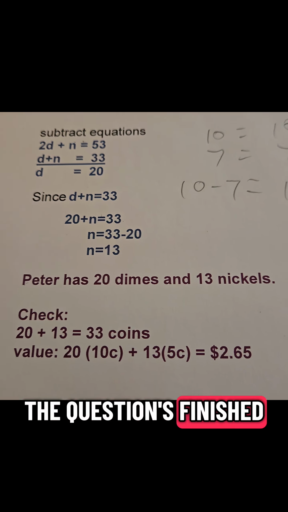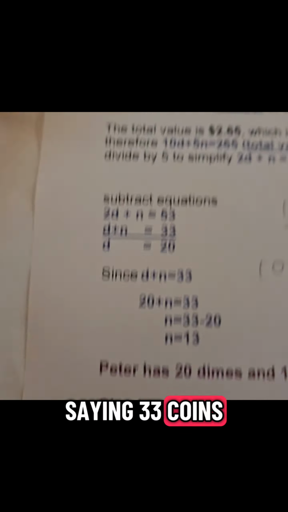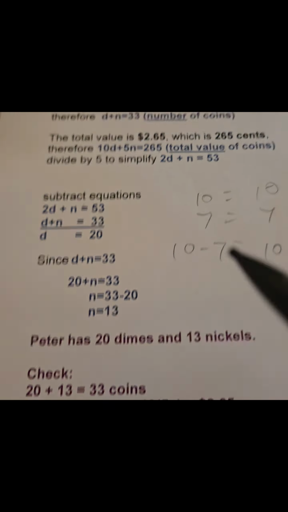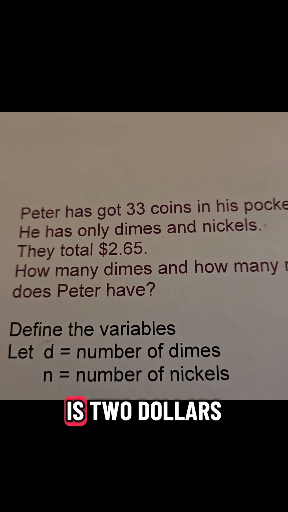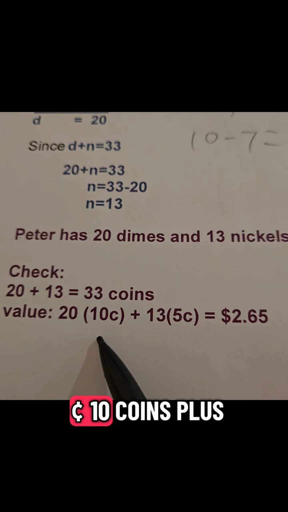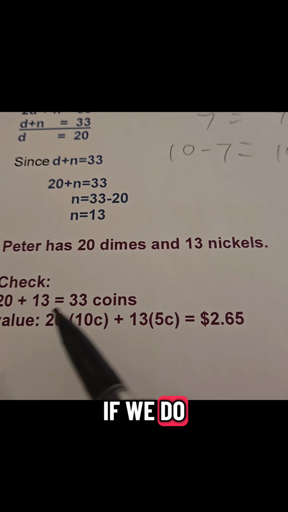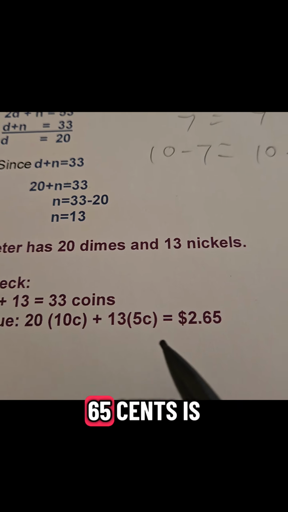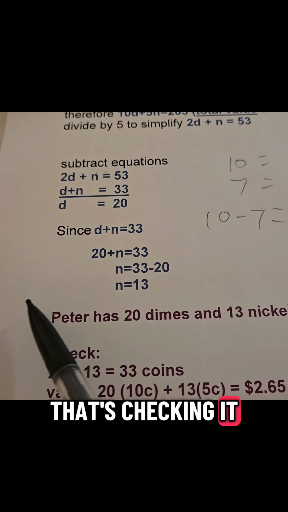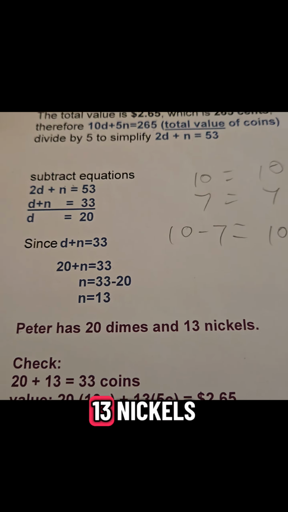The question's finished, but now I'm just checking. It started off saying 33 coins. Certainly 20 plus 13 equals 33. And we're told the total value is $2.65. 20 lots of 10 cent coins plus 13 lots of 5 cent coins. If we do the arithmetic, that's $2 plus 65 cents, which is $2.65. That's checking it. So that's our answer, which is correct. 20 dimes and 13 nickels.